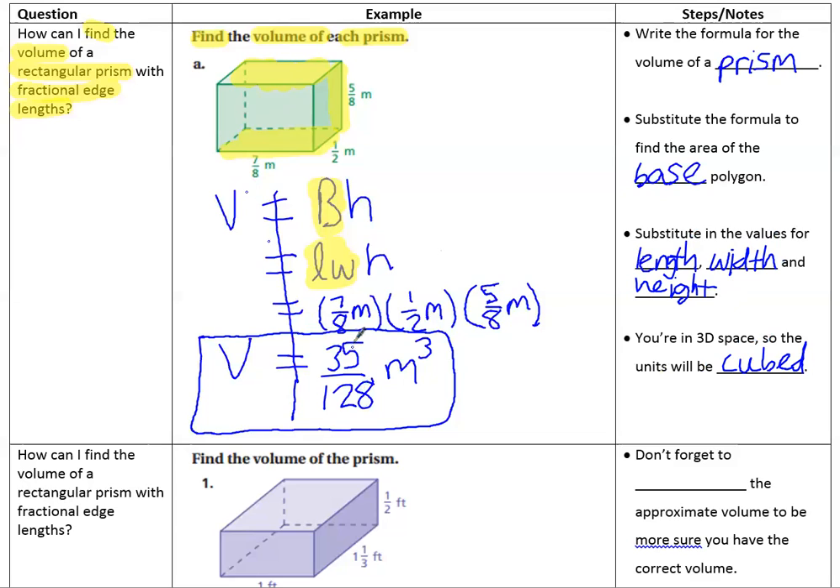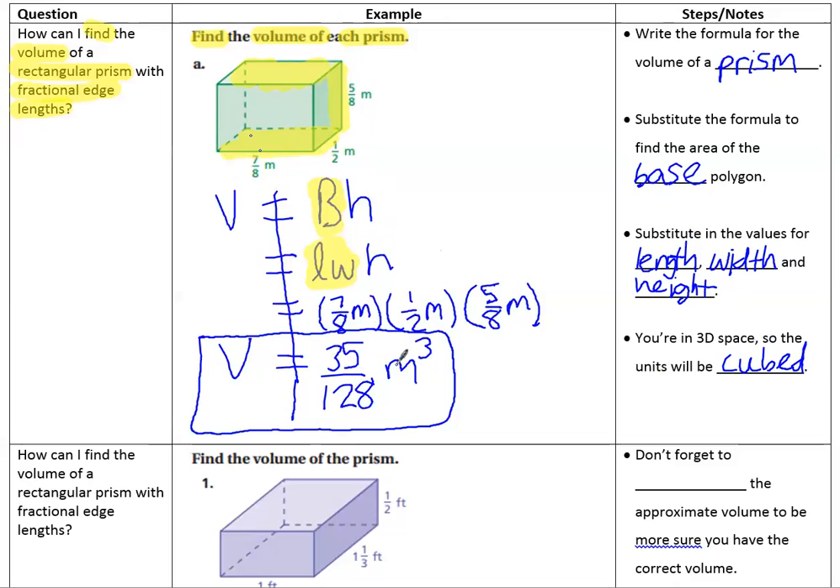Does it make sense? Is this even a whole meter cubed? No, it's less than one. It's a fraction of a meter cubed. But doesn't that make sense? Look at these dimensions. None of the length or width or height are even 1 meter. So this should be very small. A whole meter cube shouldn't fit inside of this thing. That's why this makes sense.